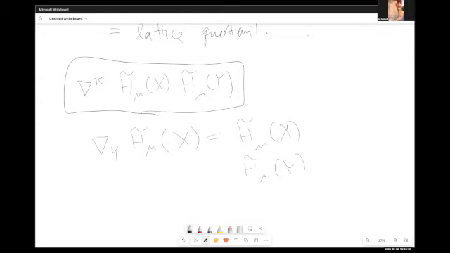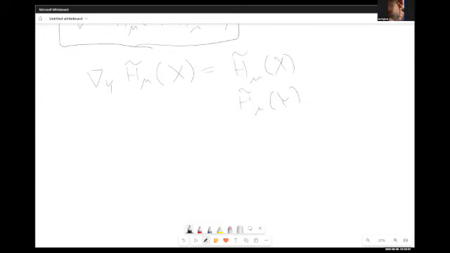Right. And then we want to ask, why is nabla sub y En of x Schur positive in both sets of variables? That's the conjecture.